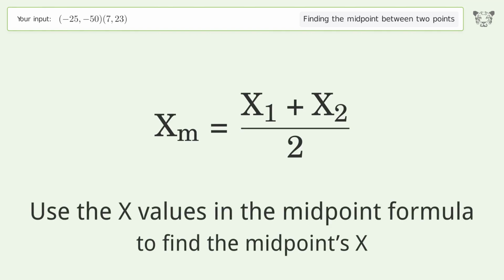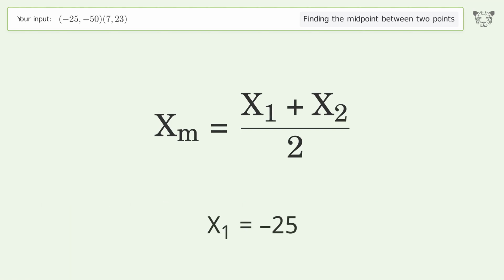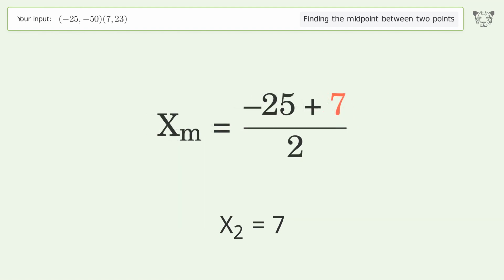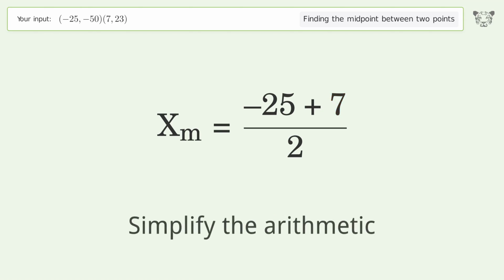Use the x values in the midpoint formula to find the midpoint's x. x1 equals -25. x2 equals 7. Simplify the arithmetic.